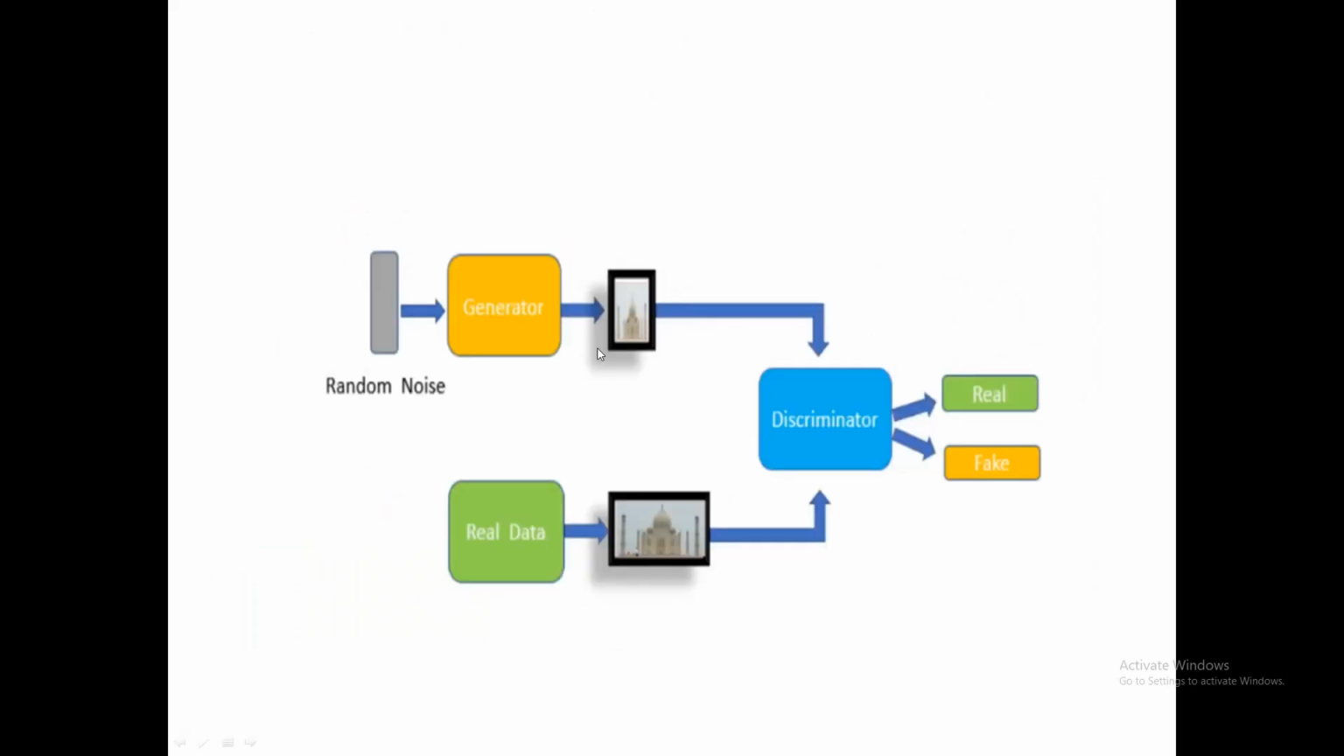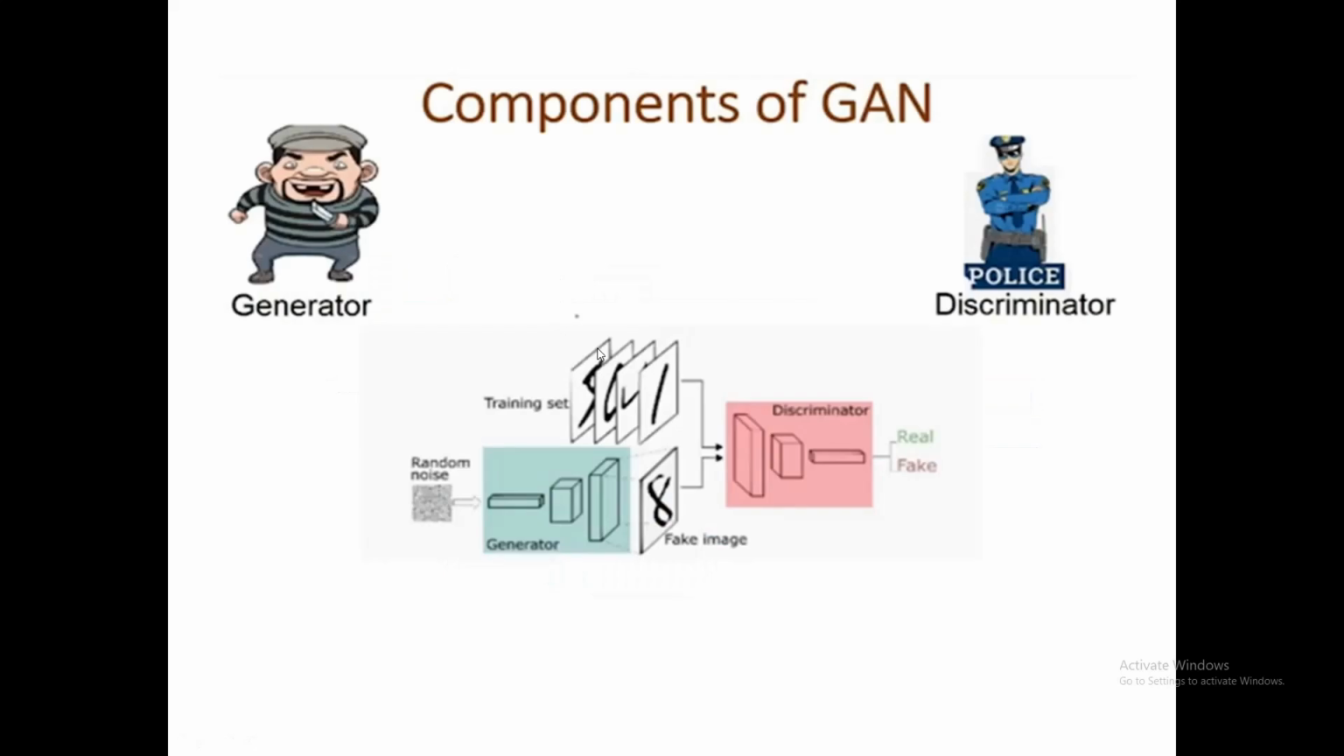This is another representation of the GAN model. The generator input is random noise, then the discriminator compares the generated data with the real data. Finally, it classifies real or fake. So these are the components of GAN. One is the generator, another one is a discriminator. For the generator, we are giving random noise. It generates the fake images. Then the real images are also given to the discriminator. By comparing these two, the discriminator classifies real and fake. So this is the major thing.